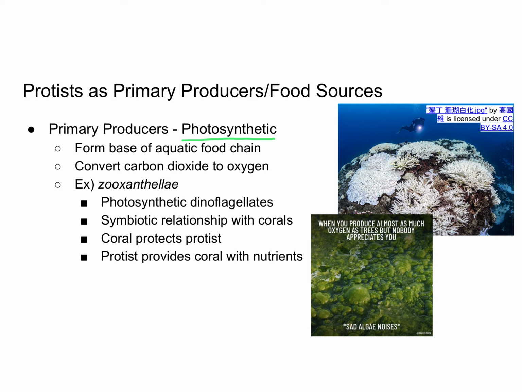Plants are also an example of a primary producer, but protists, especially our photosynthetic protists like algae, produce almost as much oxygen and organic compounds as plants do. Plants get all the credit, but really without protists, we would be in big trouble. These primary producer protists also help form the base of the aquatic food chain.